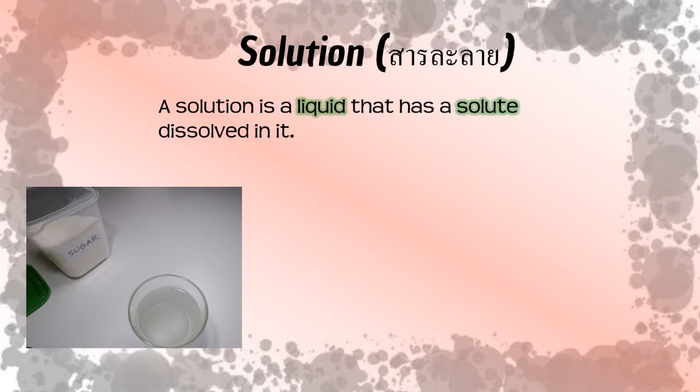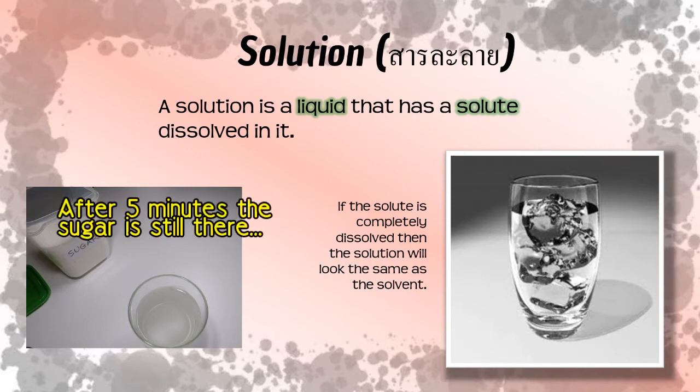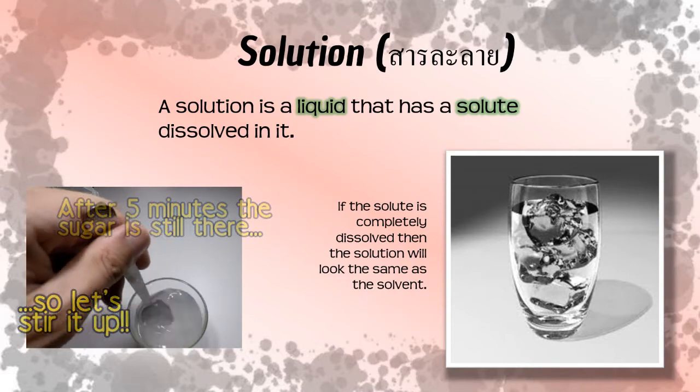Solution. A solution is a liquid that has a solute dissolved in it. Usually there is no way to tell if there is anything dissolved in a liquid, but sometimes the solute might be coloured. Either way, if you have put solid into a liquid and now you cannot see any solid pieces, then you have a solution.